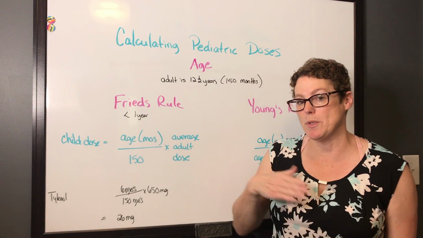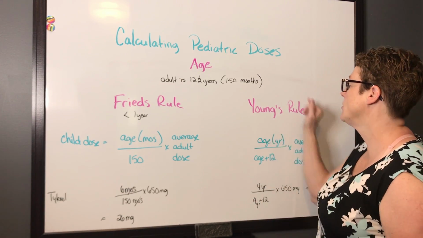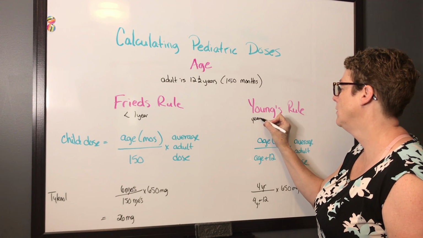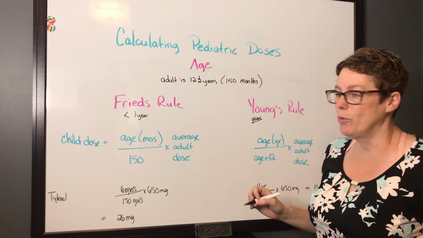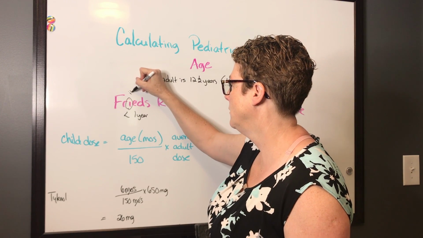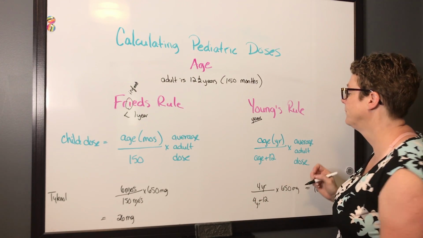If we're working with somebody who is over that 1 year mark, we're actually going to use their age in years. And this is where Young's rule comes in. You can think of this as years. Young, youth, 1 to 12. Fry's was for infants, and we're going to use months there.